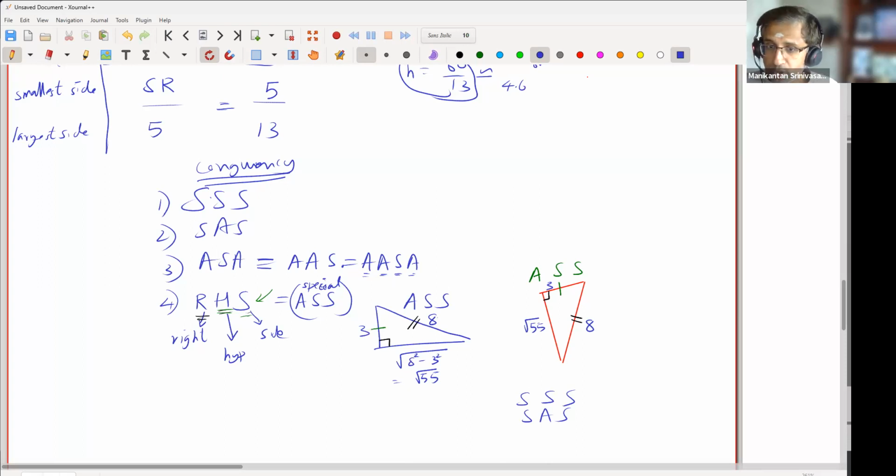But I could do this root of 55 only because it was a right angle triangle. I could do square root of 64 minus 9. In a normal triangle, I cannot do that, right? Which is why it's not an acceptable congruency property. Again, I say that with a caveat. Even in non-right angle triangles, there are cases where you can use ASS. But I don't want to over confuse you right now. For now, just stick with that ASS cannot be used.